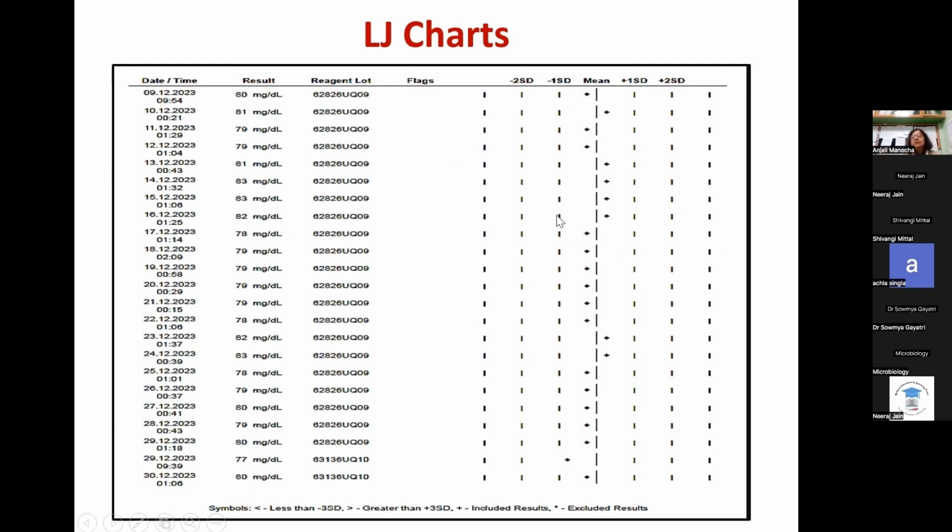Normally the lab has defined that 2SD is what we will take as within run, and anything beyond 2SD is a rejection. So here is what the LJ chart shows us. It will tell you the date and the time. It gives us the result. It gives you the reagent lot number, and it shows the control, how close it has been to the mean.